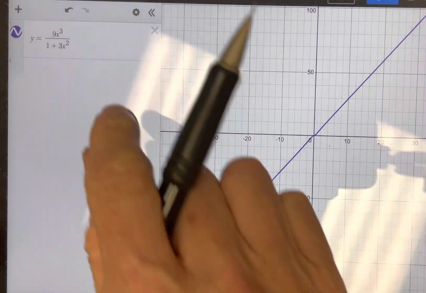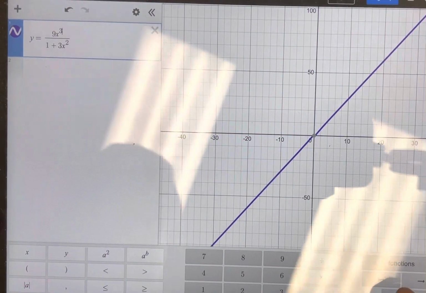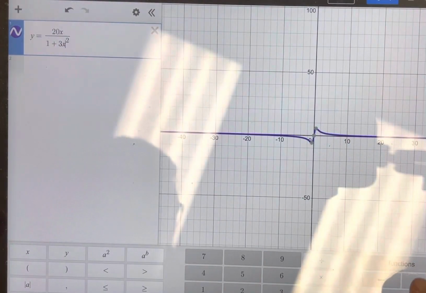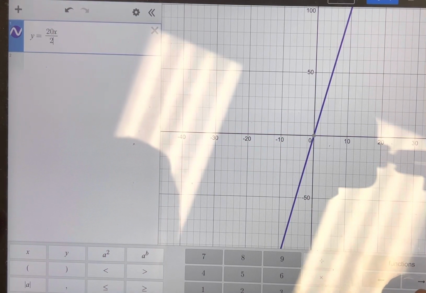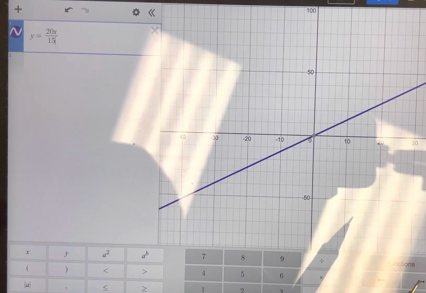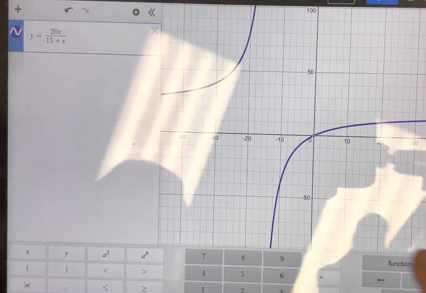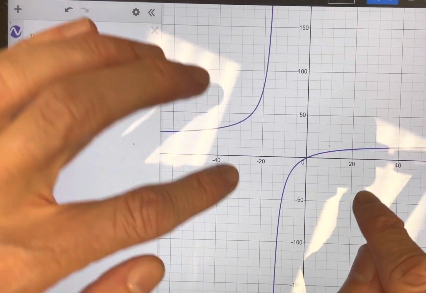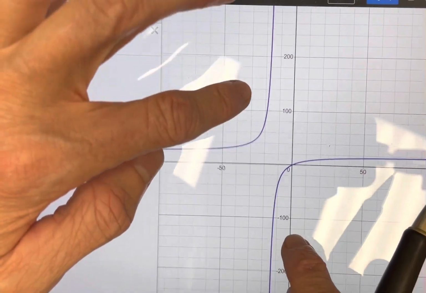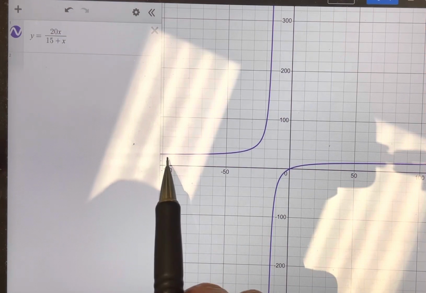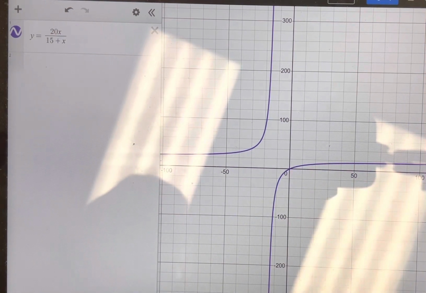All right, let's graph this. y equals 20 times x over 15 plus x. Okay, we can already see I've got some things going on here. I definitely have a vertical asymptote. Now, it looks like I even have a horizontal asymptote. But there's my graph of the rational function.